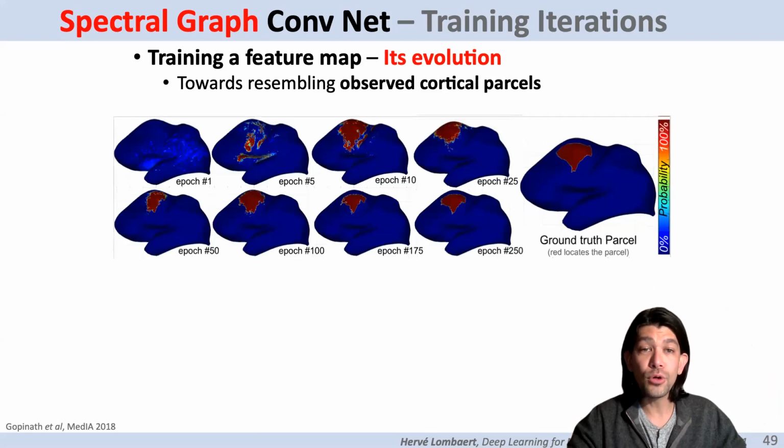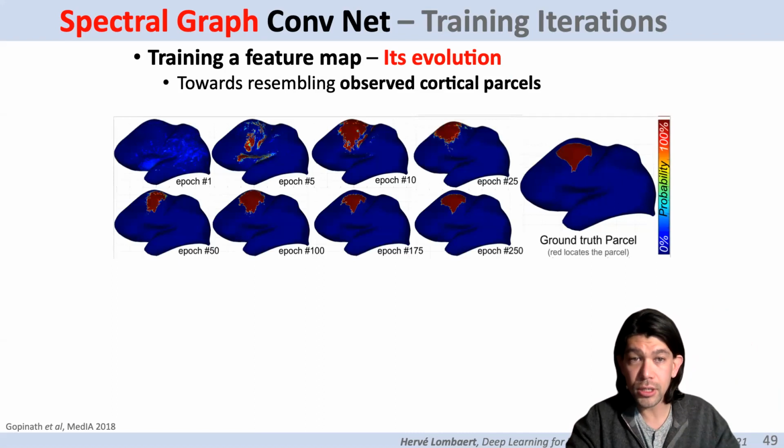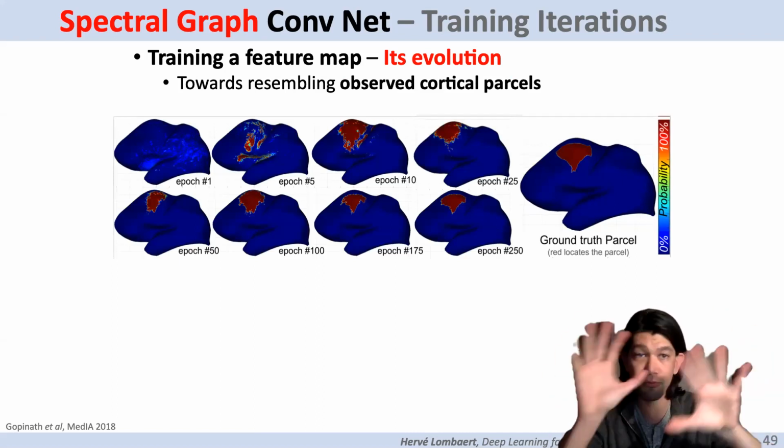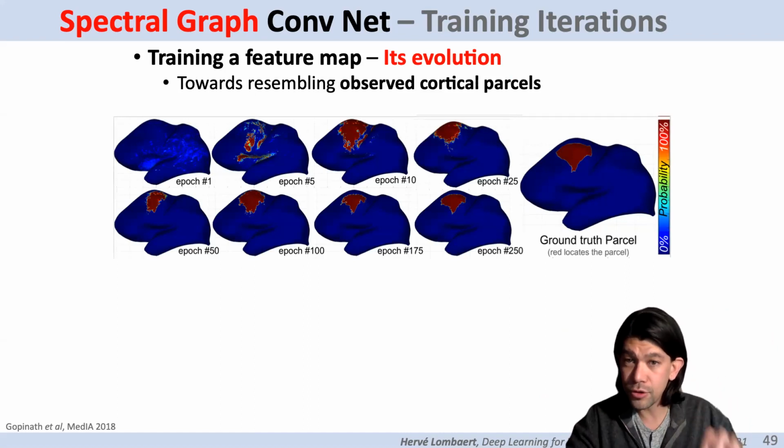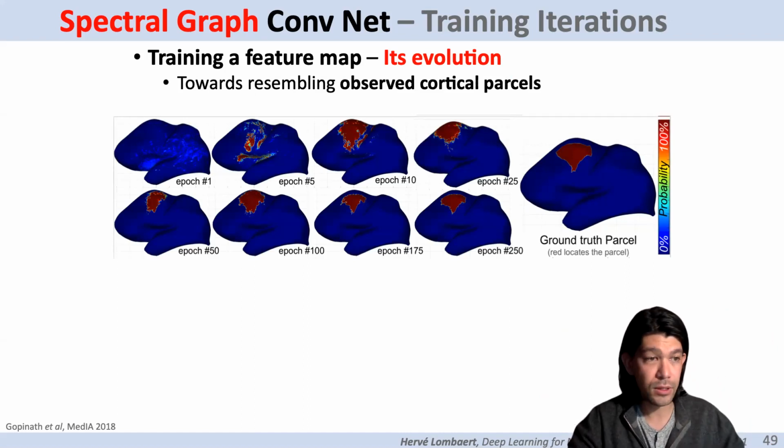Here you see the evolution of the learning, initially at epoch 1, for example. You have very random responses, and the further you go in the training, the more the learning converges towards the final solution.